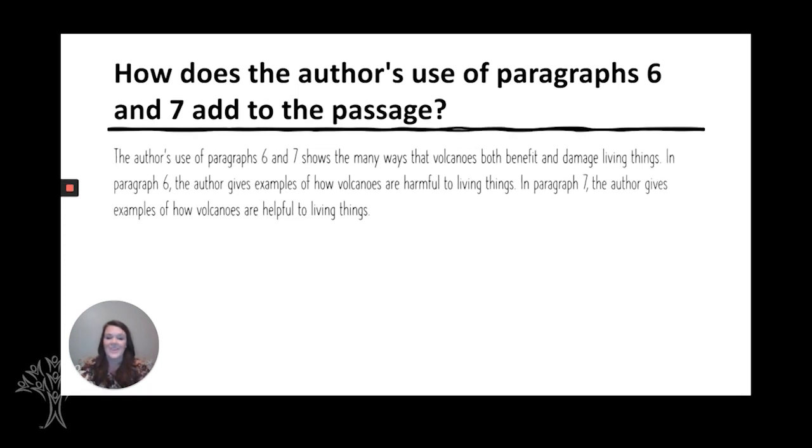Great work, friends. Now that we've read this passage together and responded to it in writing, you are now an expert on volcanoes and how they can affect living things in both negative and positive ways.